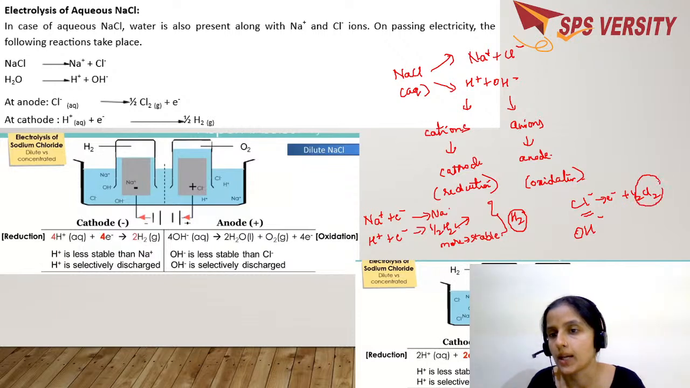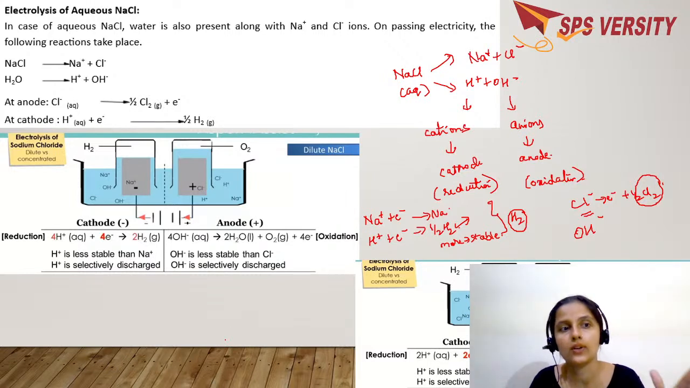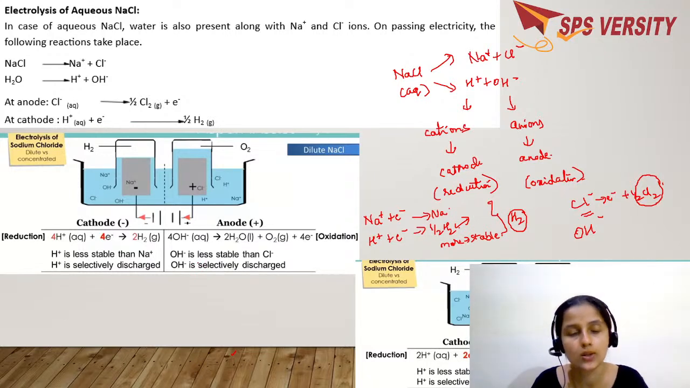So chlorine is liberated. In the case of a dilute solution, the concentration of OH minus will be more because you add more water. When the concentration of OH minus is sufficiently high, and because of overpotential, OH minus is less stable than Cl minus, so OH minus gives out electrons and undergoes oxidation, and it gives out oxygen gas.